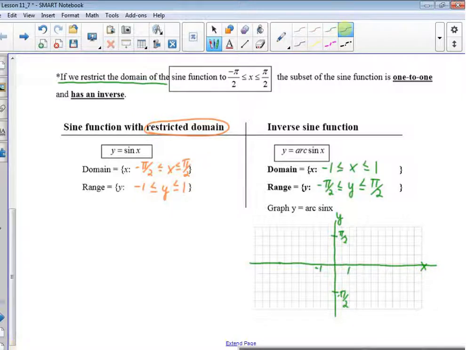So now when I go to graph this, I'm going to go -1, -90. I'm going to go -0.77, -45, so maybe like right around there. 0, 0. 0.5, 30. 0.866, 60. And 1, 90. So now the graph of the inverse looks like that.